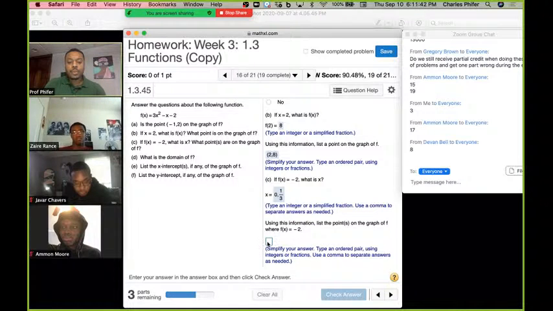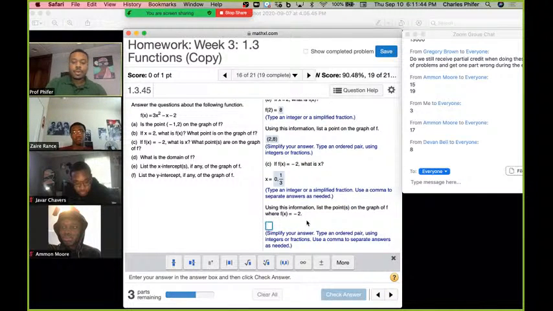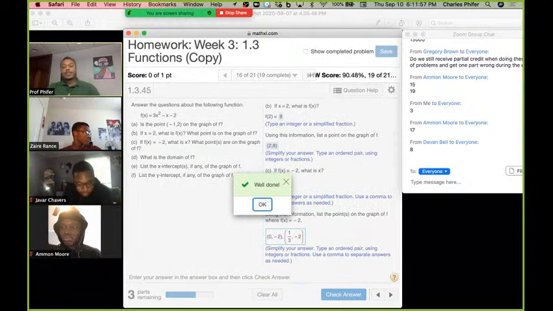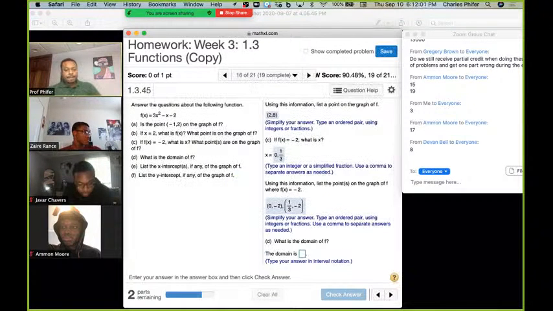List of points on the graph. So we got 0, comma, negative 2. And we got 1/3, comma, negative 2.